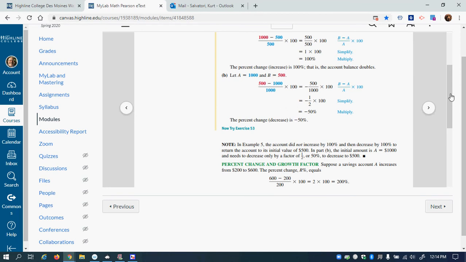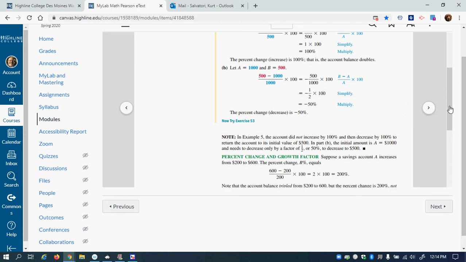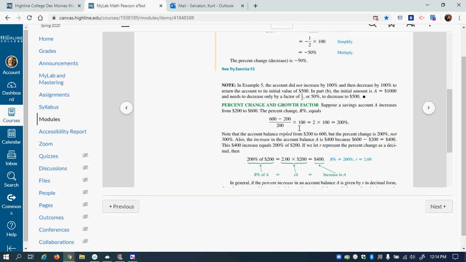So that's a nice two examples where most people would have thought it would have decreased by 100%, but because this one increased by 100%, that's not the case. And so in example 5, the account did not increase by 100% and then decrease by 100% to return the account to the initial amount. So that was what I just pointed out.